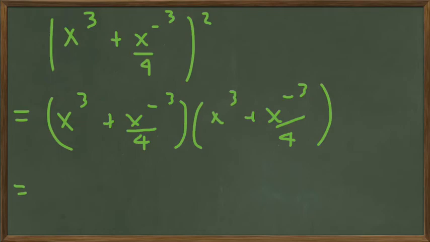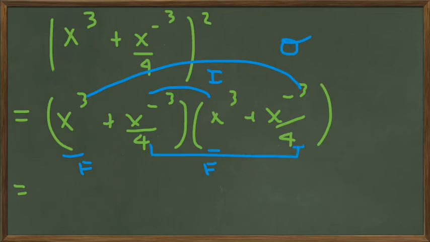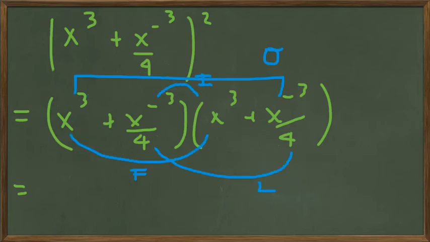So first is x cubed times x cubed. This product would be I. This product here would be O. And then this product here would be L. Okay, so F is x cubed times x cubed, which is x to the 6.